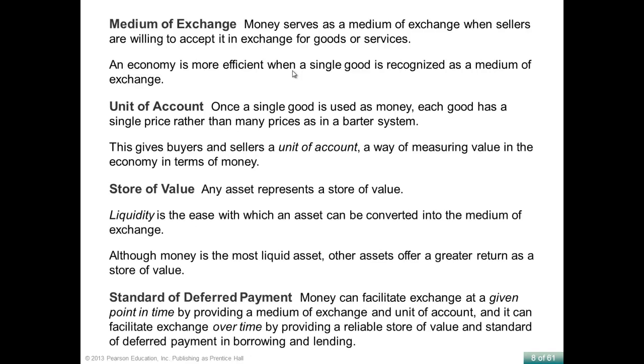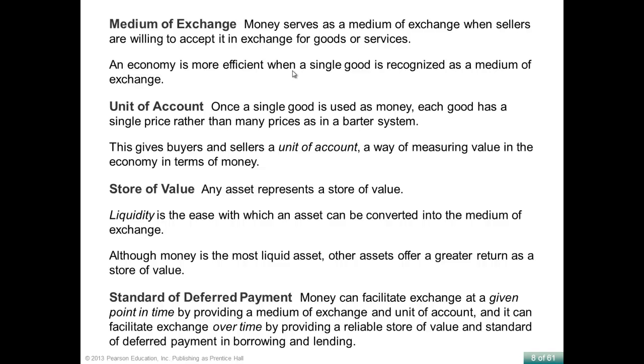A medium of exchange is money that serves as a medium when sellers are willing to accept it in exchange for goods or services. An economy is more efficient when a single good is recognized as a medium of exchange. So for us, that's the US dollar. In other countries, it's their dollar. But if you are in jail, for instance, you don't have access to money, you might be using something like cigarettes as a medium of exchange.